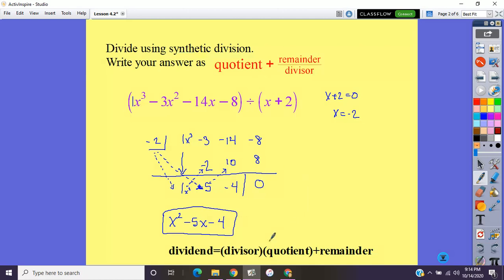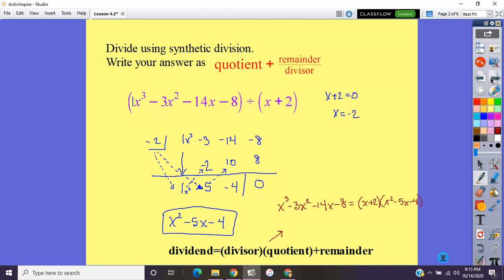So this answer would be our dividend, which is the thing that we're dividing. So x cubed minus 3x squared minus 14x minus 8 equals our divisor, so that's the thing we're dividing by, times our quotient, this would be the answer we got, so x squared minus 5x minus 4, plus our remainder, which would be plus 0. That would be how we write it in this form. And this one right here is written in this form up here.